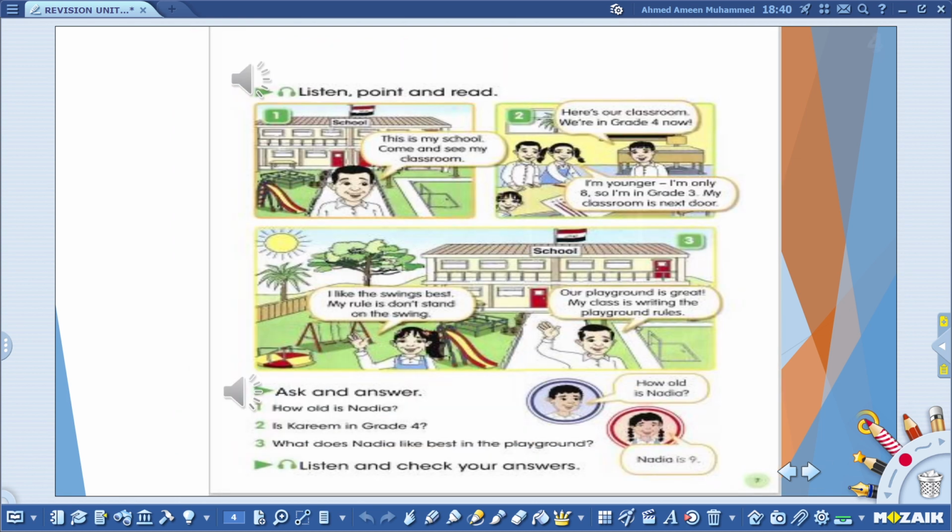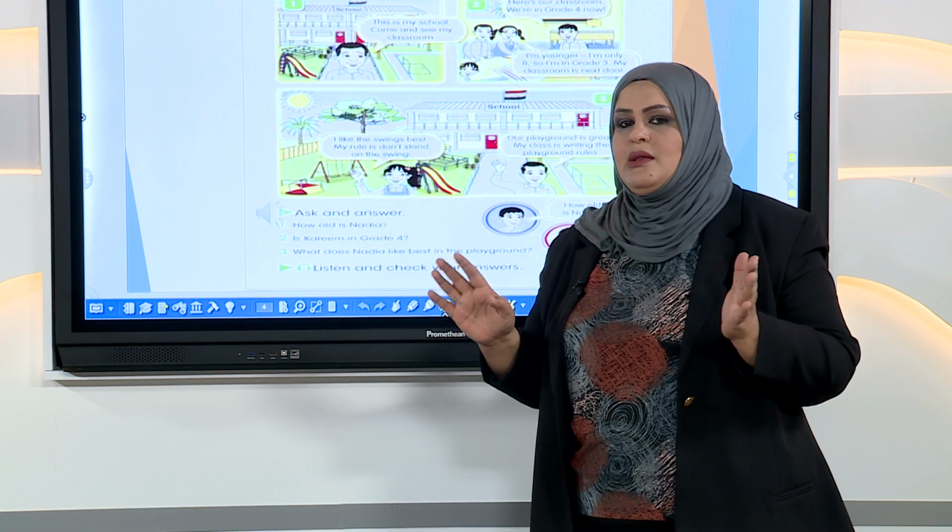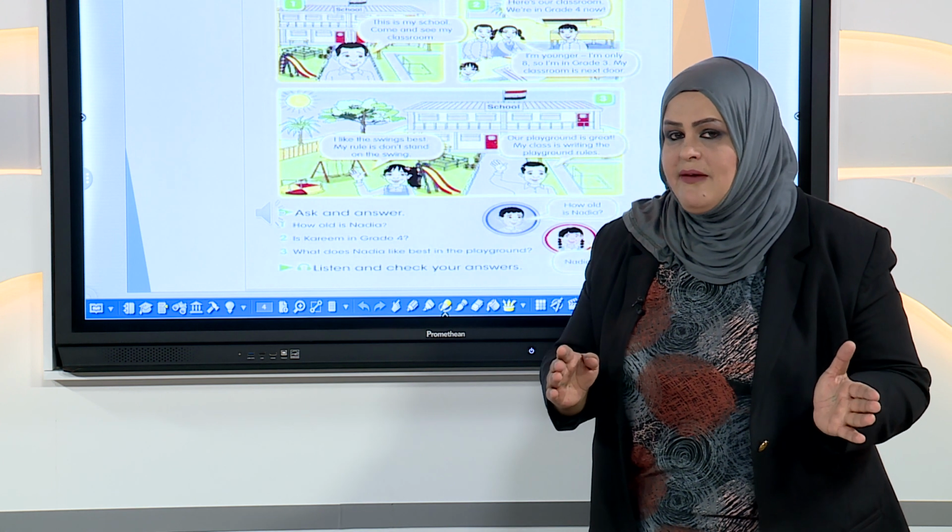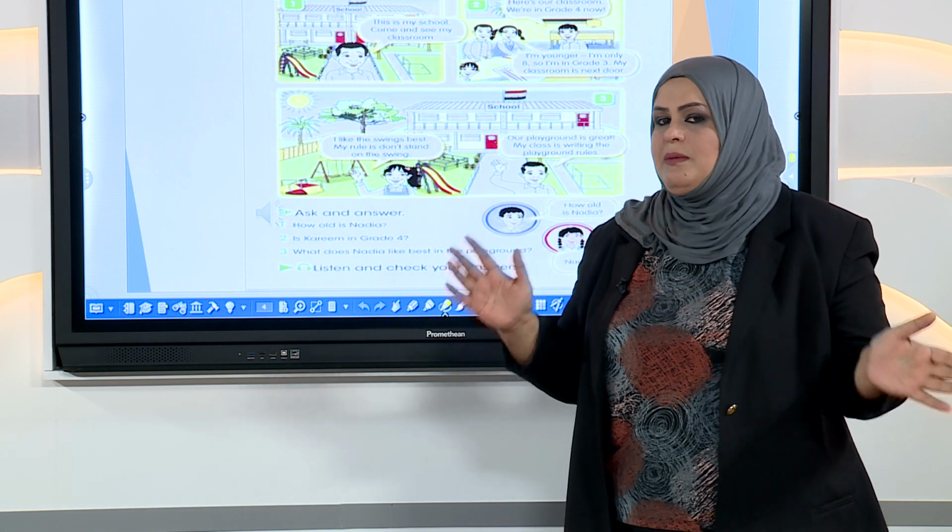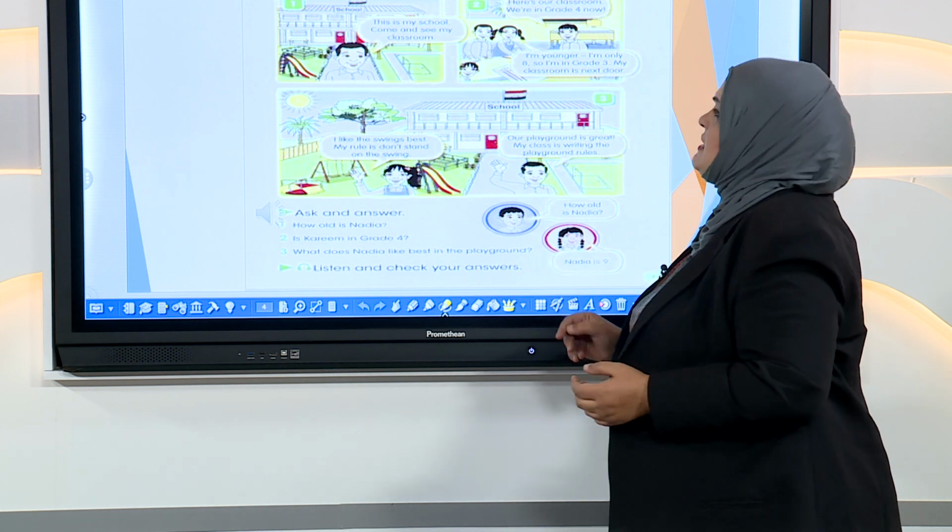Let's move to the second page. Here we have listen, point and read. This is my school. So here we learn how to describe a place. Here the children will talk about the school, the classroom, and also the playground. So we will read and see: This is my school.